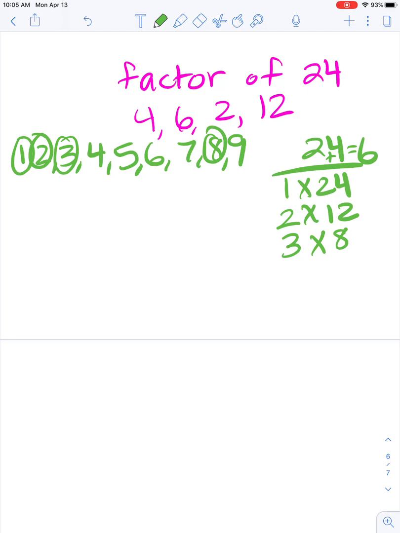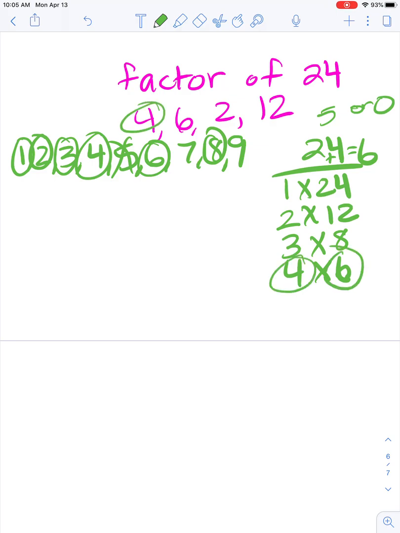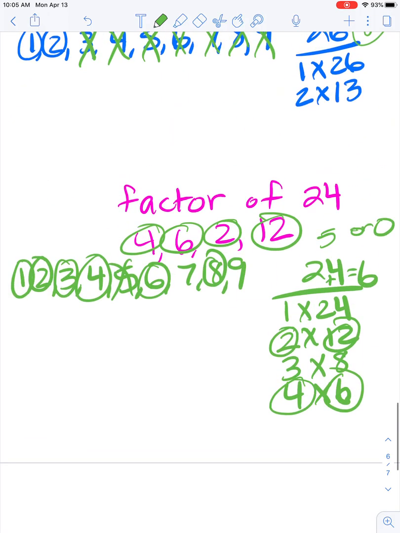Okay. What about 4? 4, 8, 12, 16, 20, 24. Yep, 4 goes in. 6 times 4. I know 5 won't because this ends in a 4 and it has to be a 5 or a 0. So 5 doesn't. We've already used 6. Once we get to a number we've used, we stop. So our numbers: 4 is here, 4 is here, 6 is here, 6 is here, 2 is here, 2 is here, 12 is here, 12 is here. All of those went in.